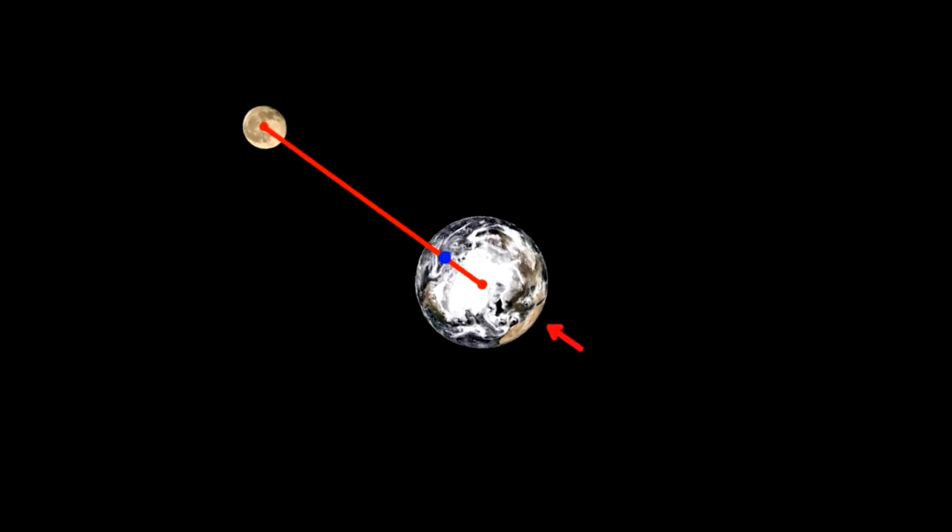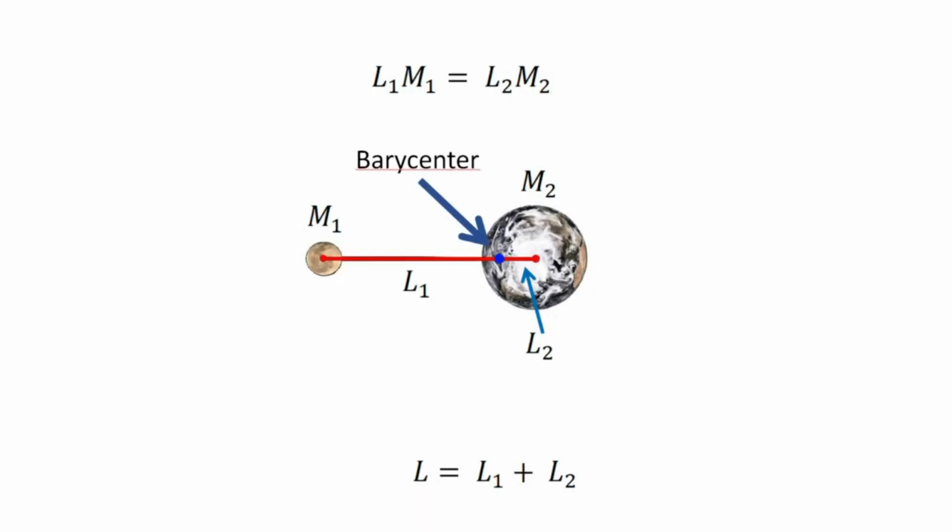The barycenter is calculated using this formula. The sum of L1 and L2 is the total distance between the two objects. This is how all objects orbit in space. It is also true for the Sun and Mercury. The difference in mass is a lot bigger than Earth and the Moon, but the effect is also there. Now let's see how Mercury's mass changes.